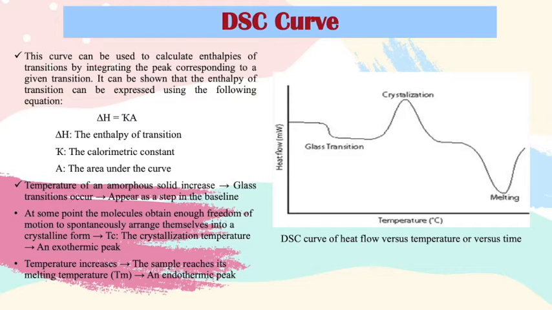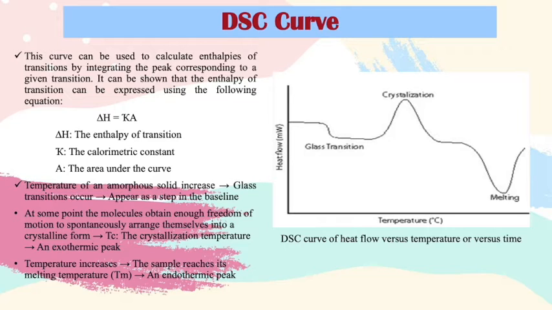It can be shown that the enthalpy of transition can be expressed using the following equation: delta H equals K A, where delta H is the enthalpy of transition, K is the calorimetric constant, and A is the area under the curve. The calorimetric constant will vary from instrument to instrument and can be determined by analyzing a well-characterized sample with known enthalpies of transition.